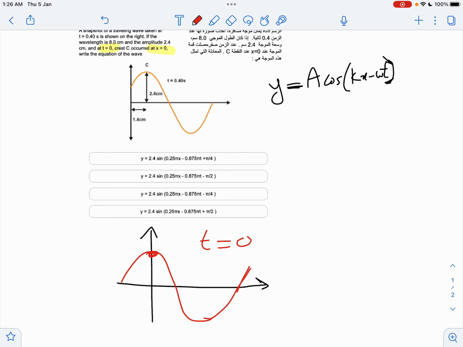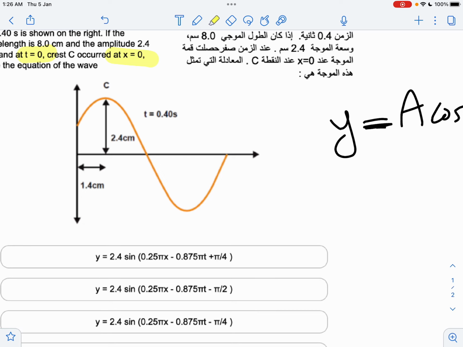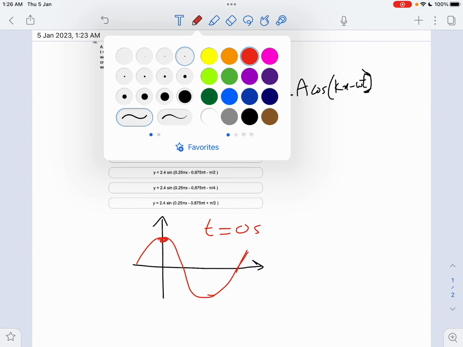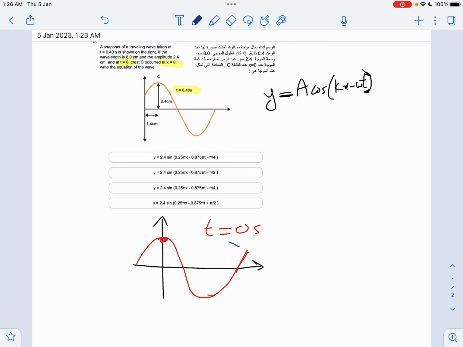And then at time equal 0.4 seconds, this wave is moving to the right. So obviously, as this wave is moving to the right, you can see that that peak is going to move to the right and it reaches here. So after some time, this peak moved to the right and it reaches this point.